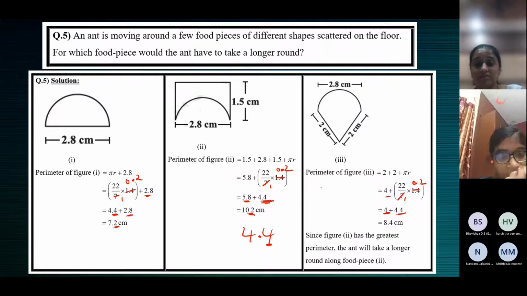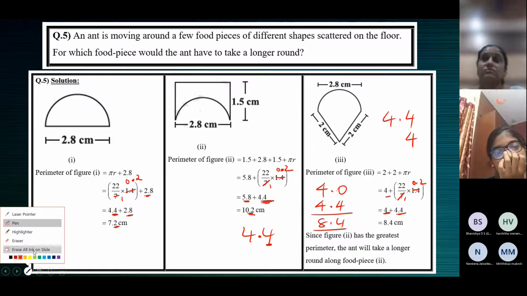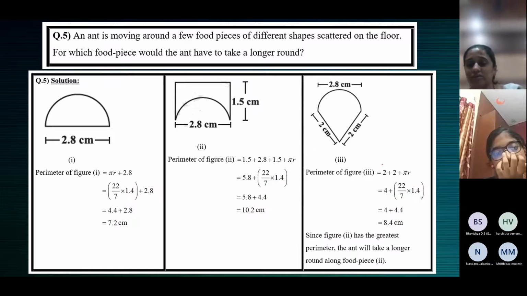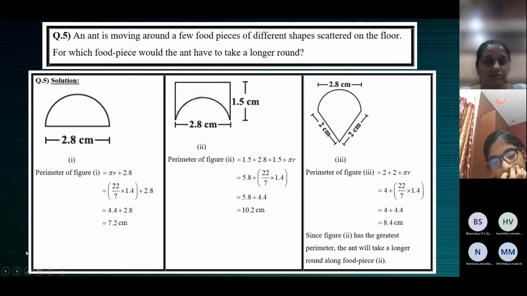How do you add this? See here, 4 means 4.0, and 4.4. It's like this, which is 8.4. Don't add 4.4 and 4 like this. It's not 4.4 plus 4 giving 4.8. 4 means 4.0, and 4.4, so 8.4. Yeah, just wanted to tell you this.